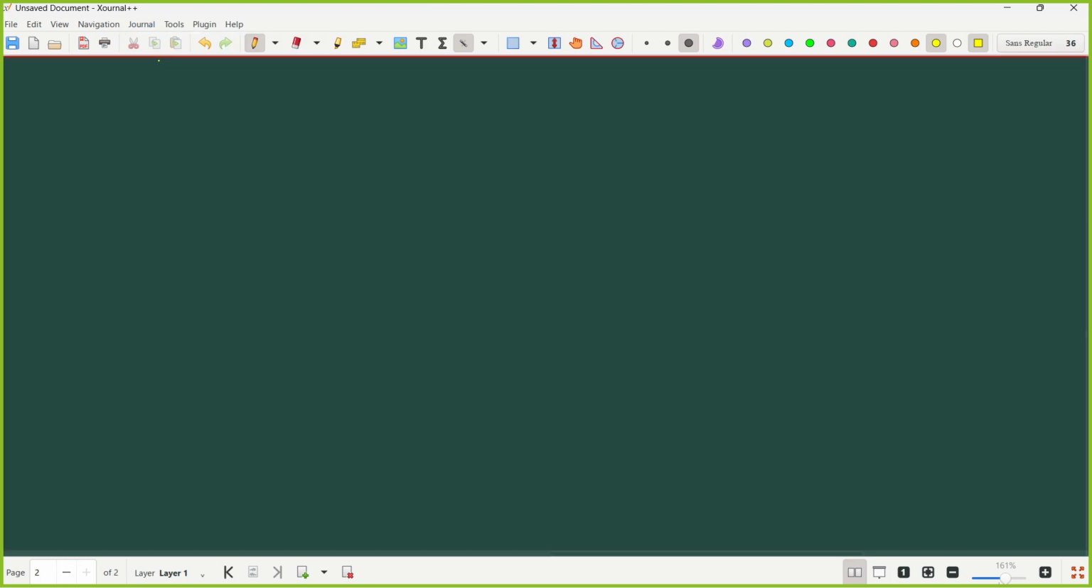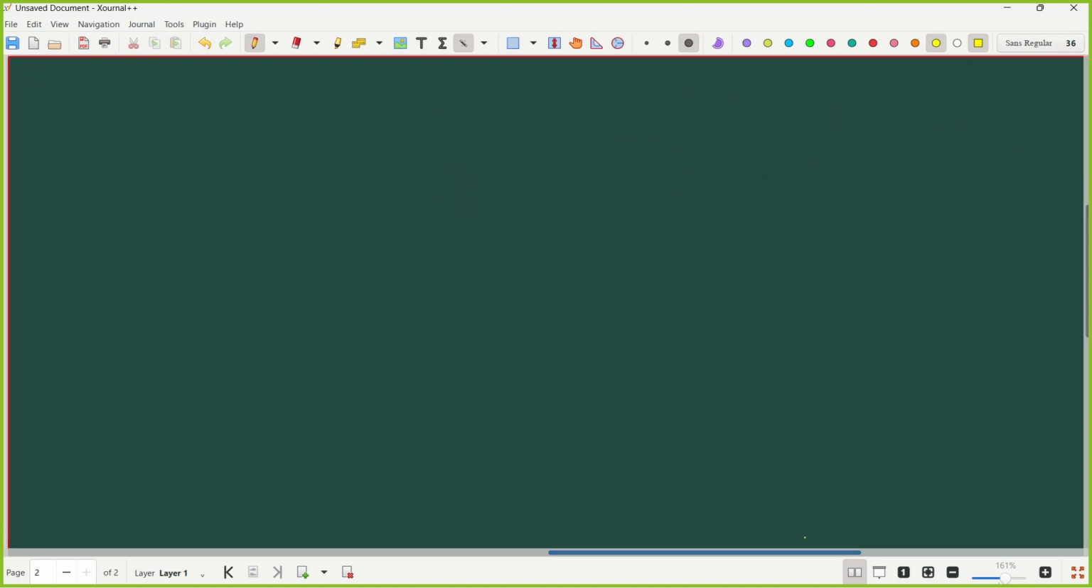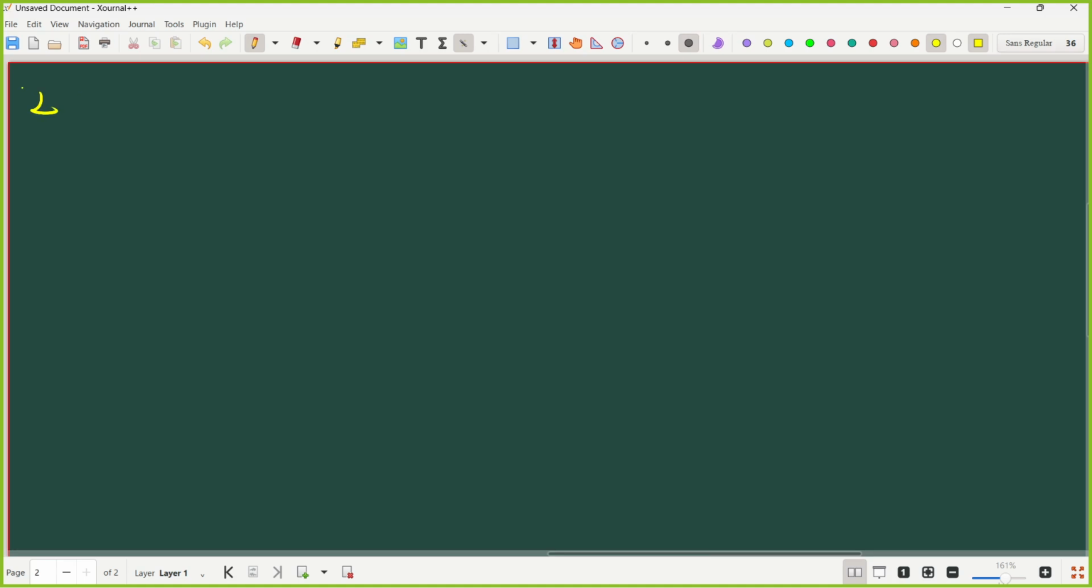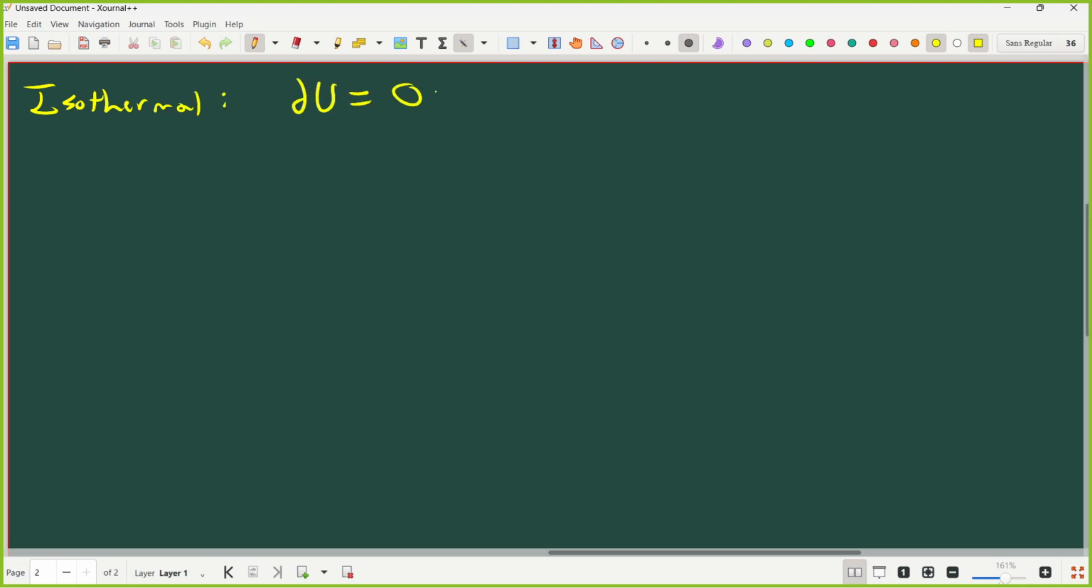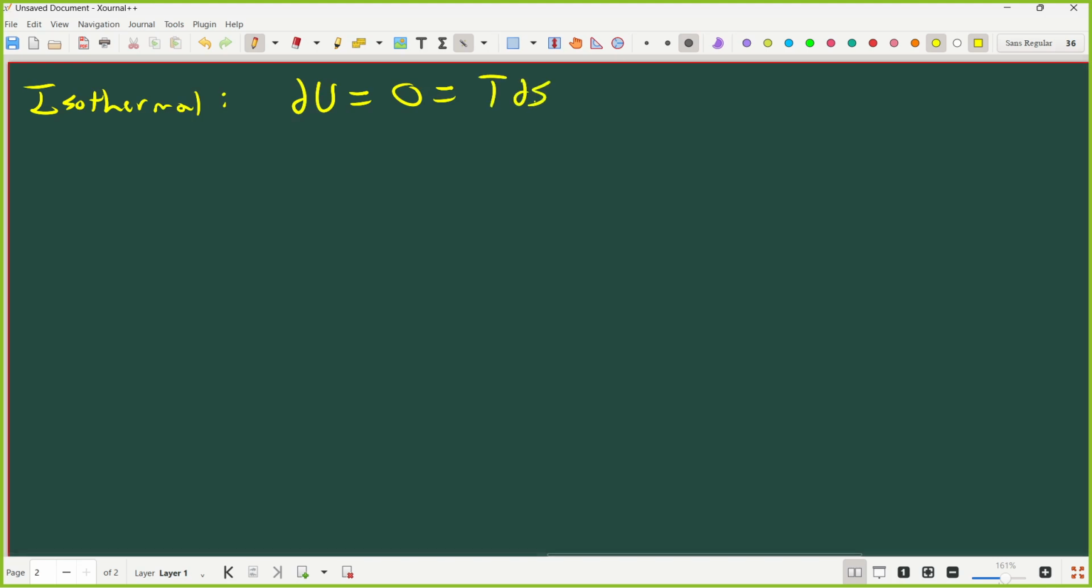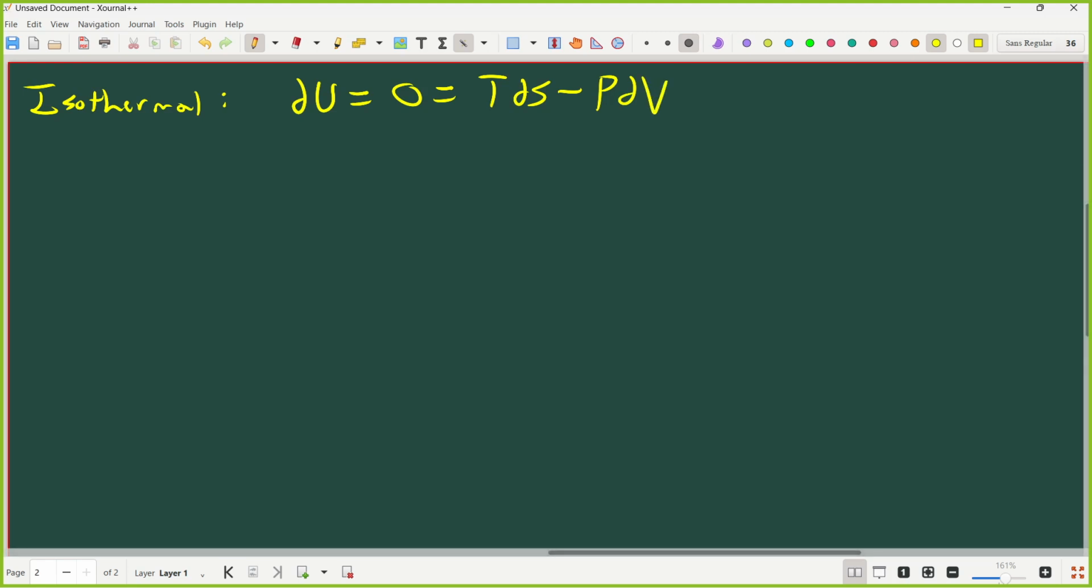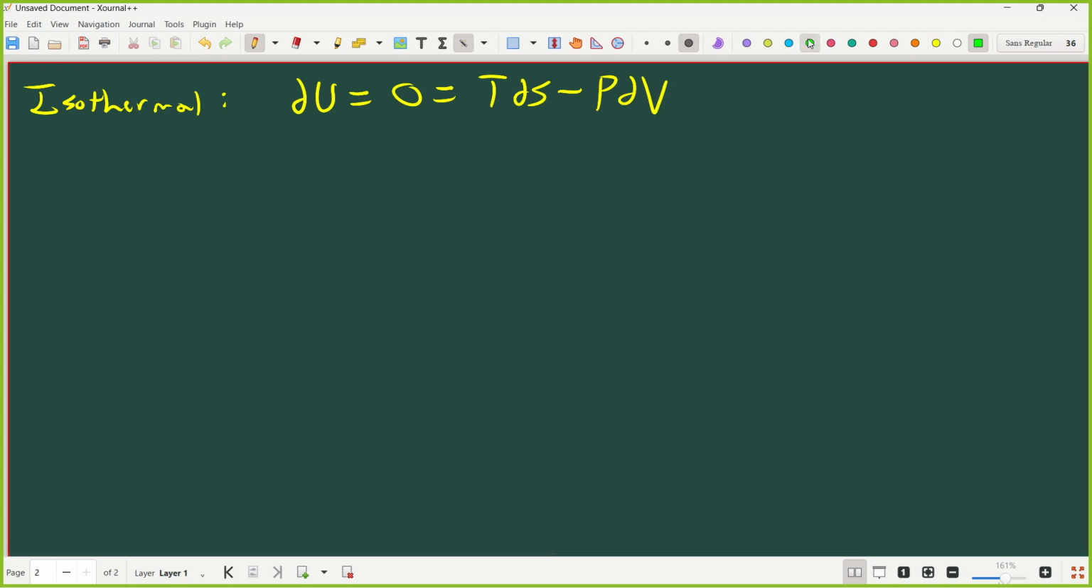Okay. All right, so let's remember our equation for isothermal: we have dU, which is equal to 0, which is equal to TdS minus PdV. But we also discussed a little bit last class a different way to write this equation. This is the Gibbs way of doing things. This is the Connecticut approach to thermodynamics.